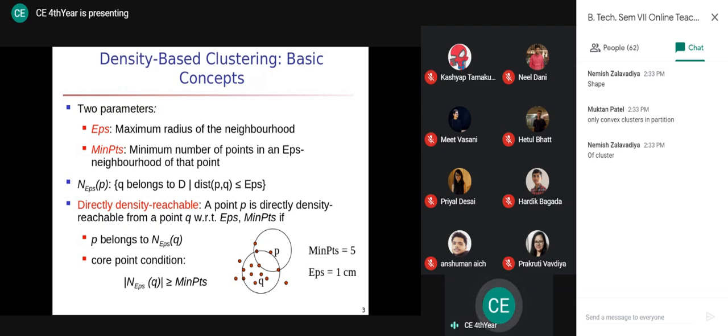If you can recall the last lecture, we divided the points into three categories. Can anyone recall the three categories? Right: the border point, the outsider or outlier, and the third is the core point.